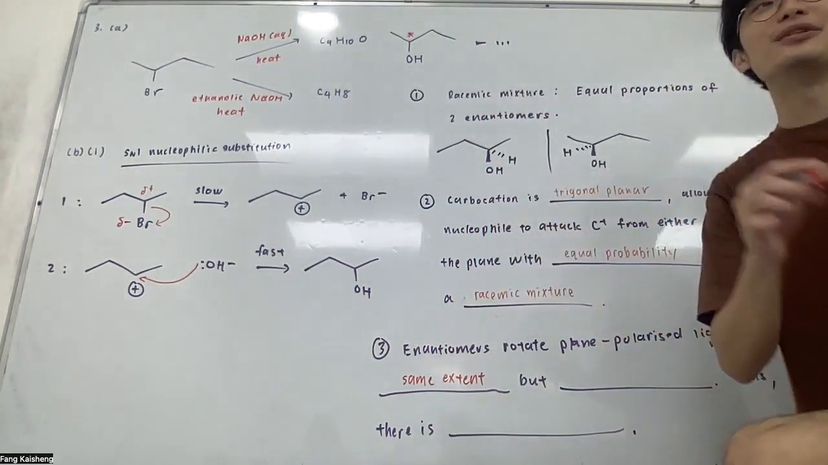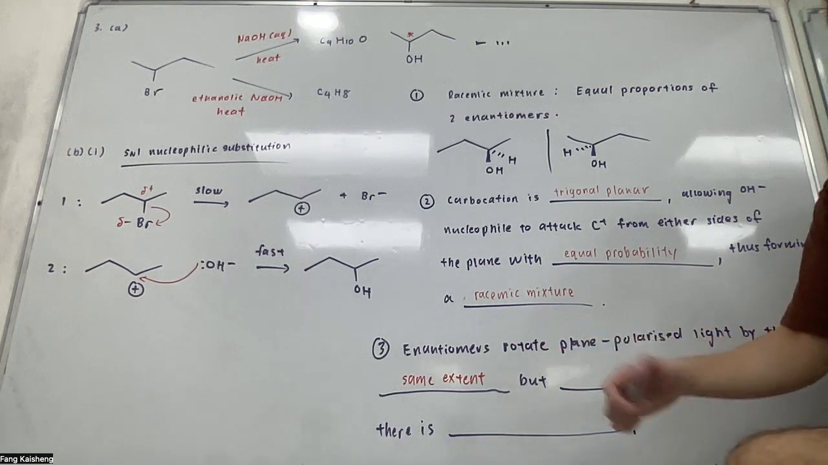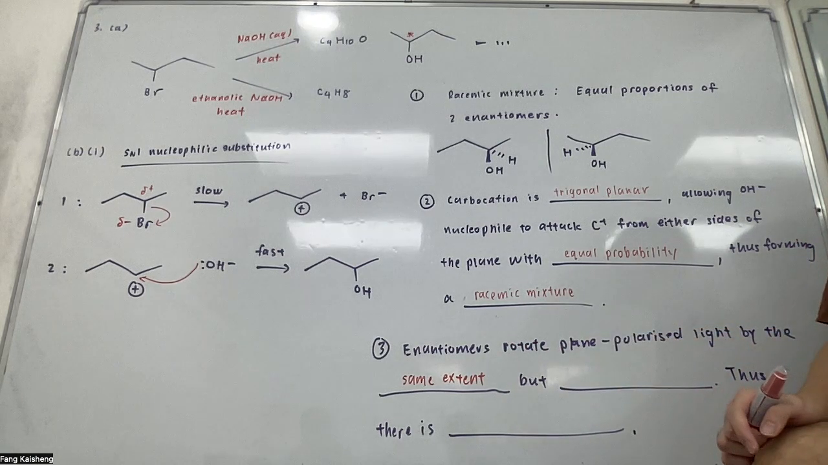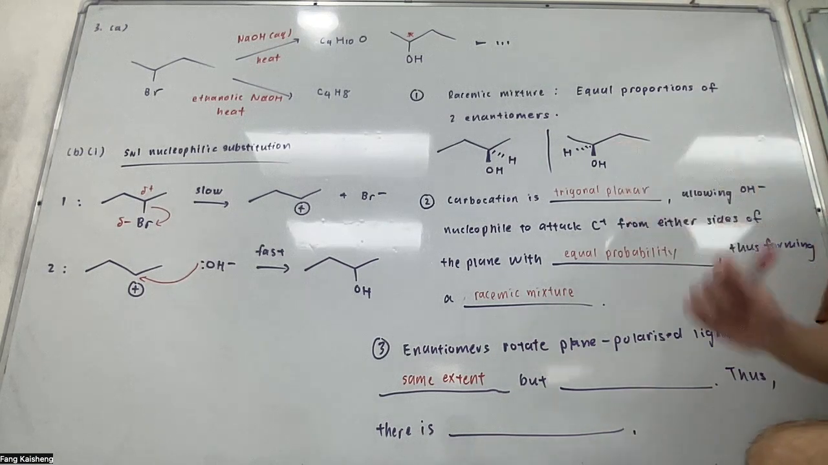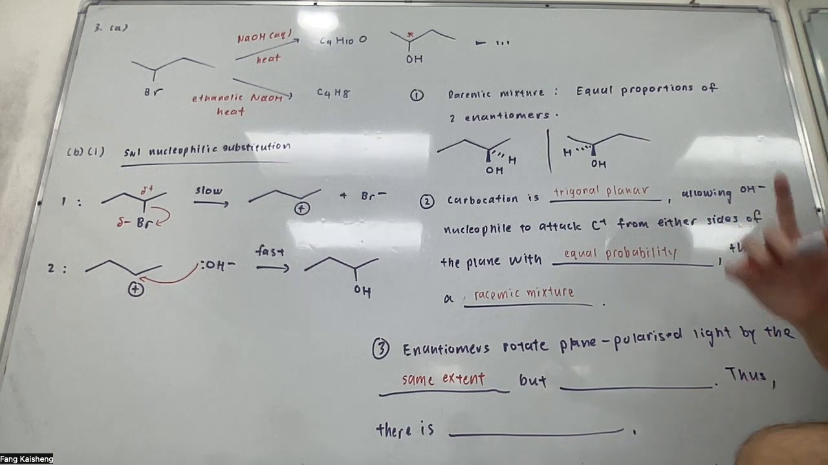Now you do not need to know what plane polarized light is. Just think of it this way. Enantiomers have a very special power that nothing else has. It can somehow rotate this thing called plane polarized light. You don't take physics, right? So you don't need to know what plane polarized light is. It's a very physics concept. Even I barely understand what it is.